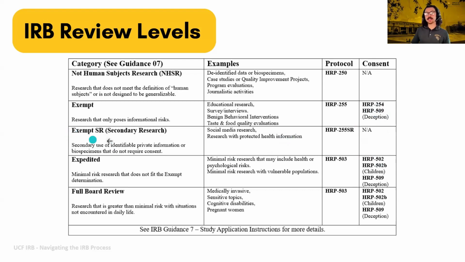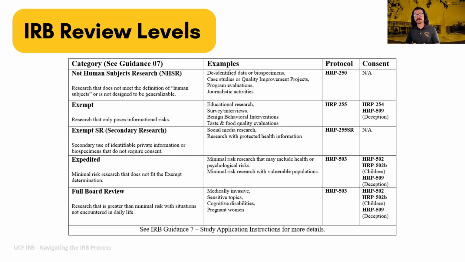Moving on here, we have exempt secondary research. We've talked a little bit about how some secondary research can fall under non-human subjects research, but then we have secondary research that falls under exempt. This is when you are still using that secondary data set, right? You don't need a consent form. You're not talking to each of these individuals. However, the data set might include identifiable private information, or identifiable private biospecimens.